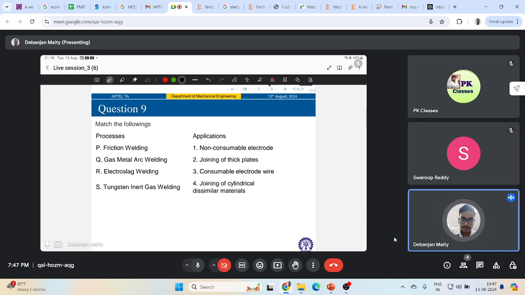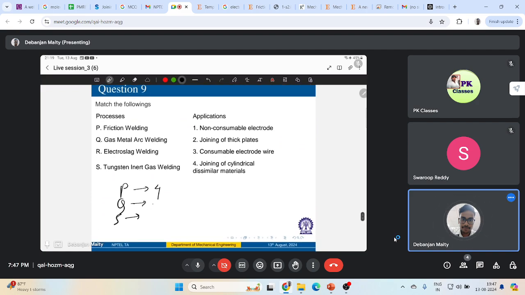So this is also a simple question. Friction welding is used for joining cylindrical dissimilar metals. Gas metal arc welding. P is 3. Non-constant. Q is 1. R is 3. S is 2. These are all covered.